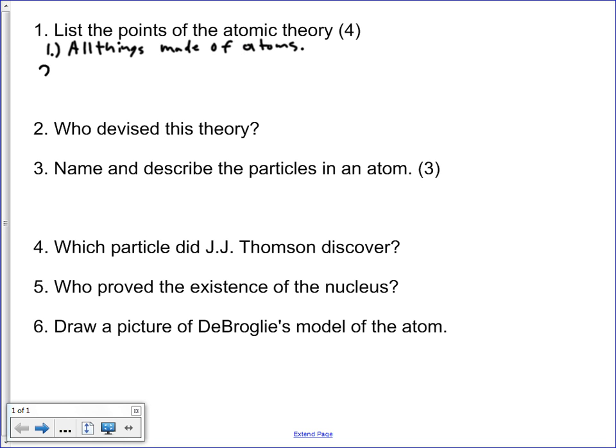The second point is that atoms of the same thing are the same, atoms of different elements are different, okay? So if they have something along those lines, you can give them a mark.